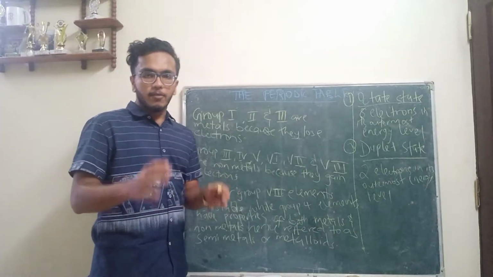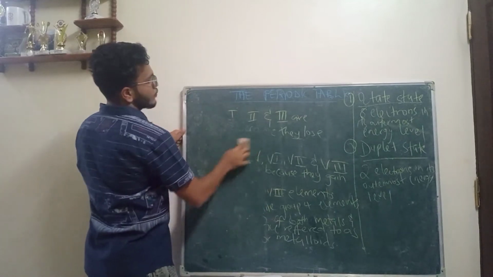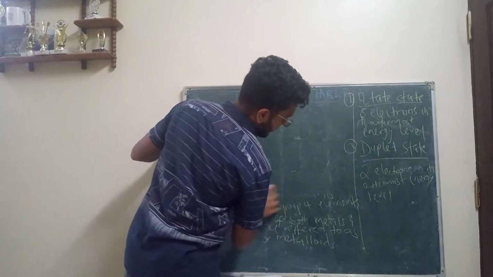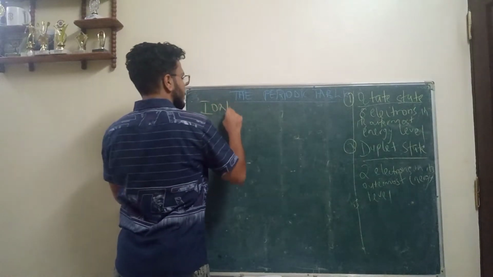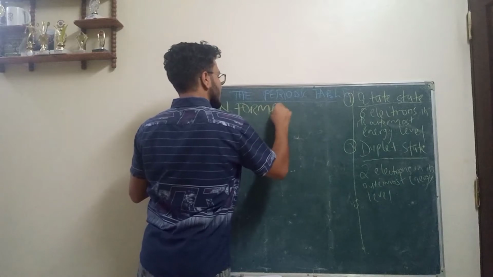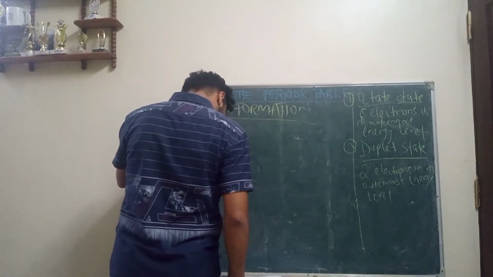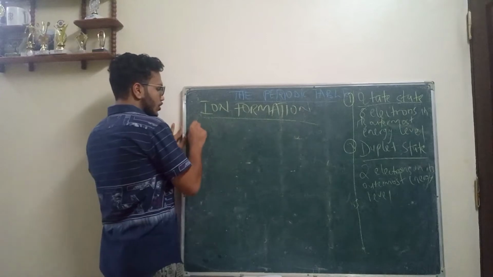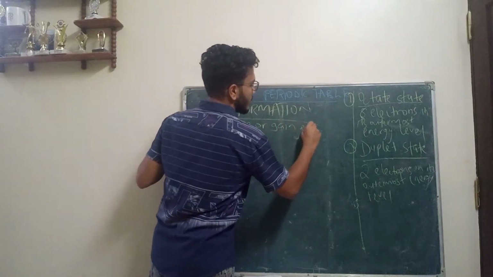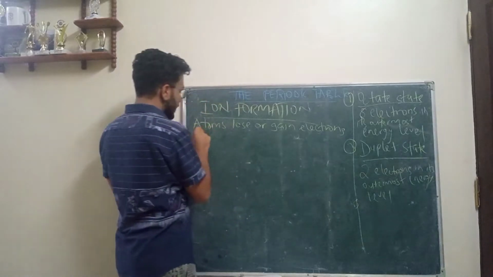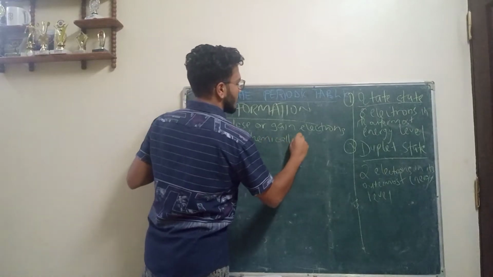Now we are going to learn ion formation from the elements, how atoms become ions by losing or gaining electrons. That is the basis of reactivity in atoms. So, ion formation. Atoms lose or gain electrons to become chemically stable.